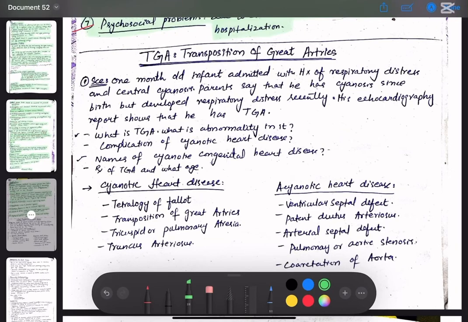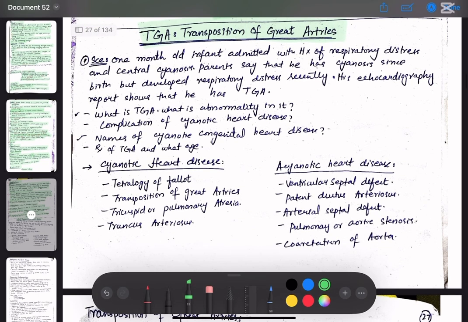So now coming towards the topic, the transposition of great arteries. We have a scenario where a 1 month old infant is admitted with a history of respiratory distress and central cyanosis. Parents say that he was cyanosed since birth but developed respiratory distress recently. His echocardiography report shows that he has TGA.